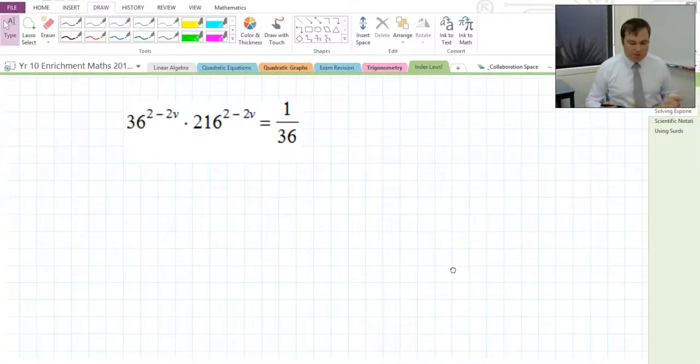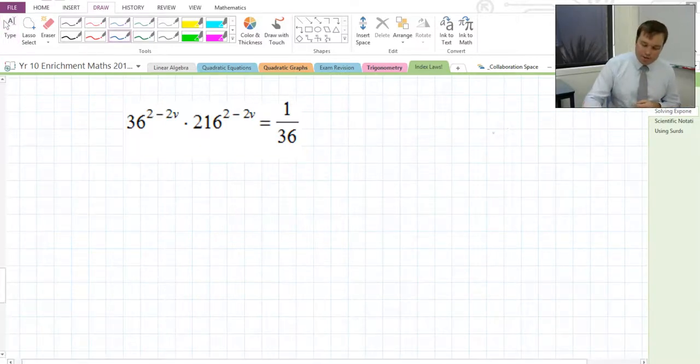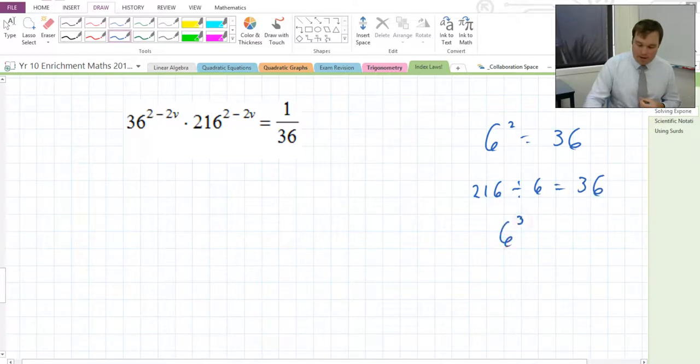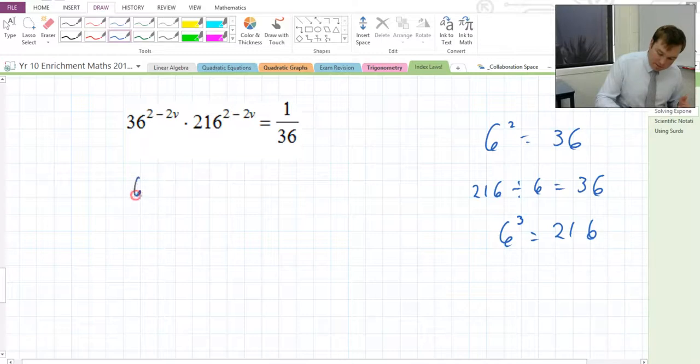Now, 36, 216, 36. Well, 36 we have seen before, not in this video, but you should know that 6 squared is equal to 36. Now, we're not sure about 216, but you might guess that 6 is involved here. If you divide it by 6, that's 36, meaning 6 to the power of 3 is 216. So the base we're aiming for here is a base of 6. Quite unusual, but doable.